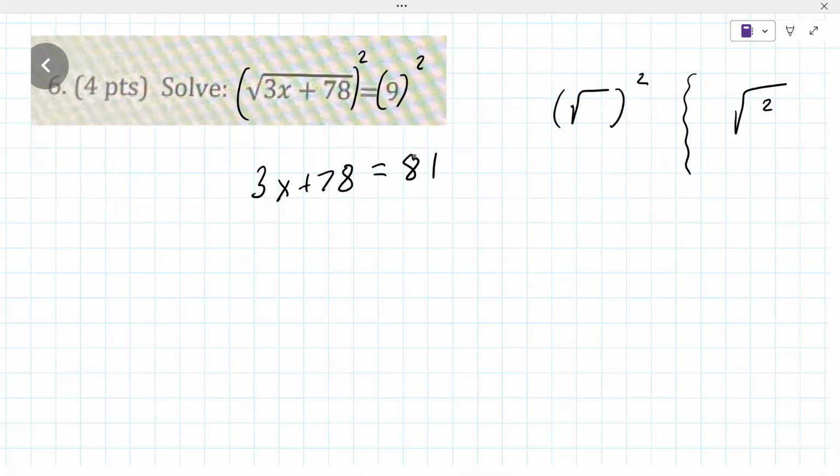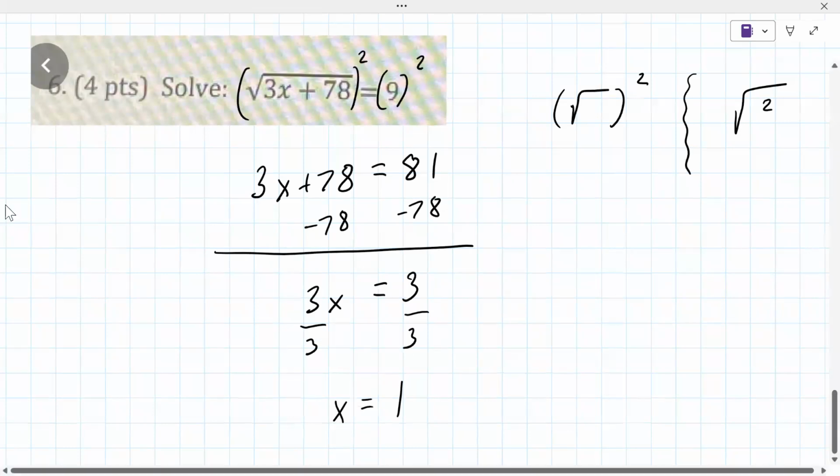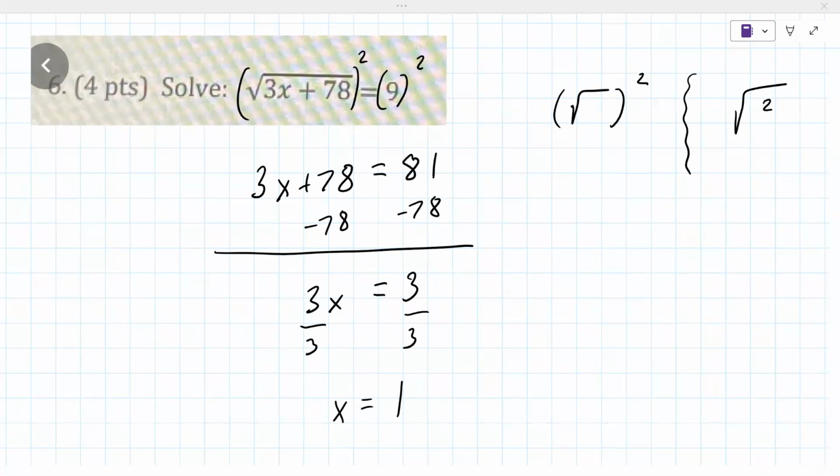And so now you're down to what's called a two-step equation. That is solved by subtracting 78 from both sides. What is 81 minus 78? 3. 3, and then you divide both sides by 3 to get x equals 1. All right. Does that make sense? Yep. Okay.